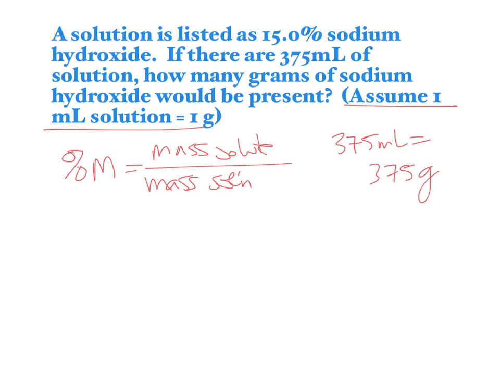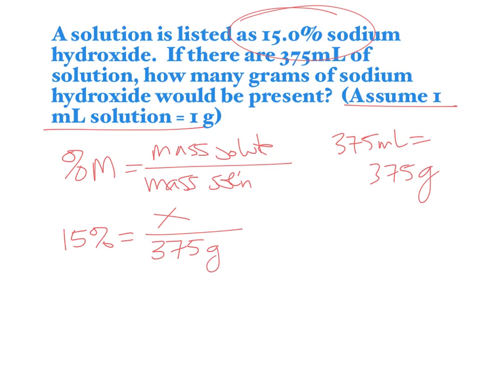So I'm going to plug these numbers into my equation. Now that 15% has to go on the left side of my equation. So there's my 15%. I don't know the mass of my solute. That's actually what I'm trying to find, how many grams of sodium hydroxide. So that's my X. And then at the bottom is the mass of my solution. Again, I'm going to make that kind of leap of faith and call that 375 grams. I know it's a little bit odd, but it's one of those little tricks that we can use.